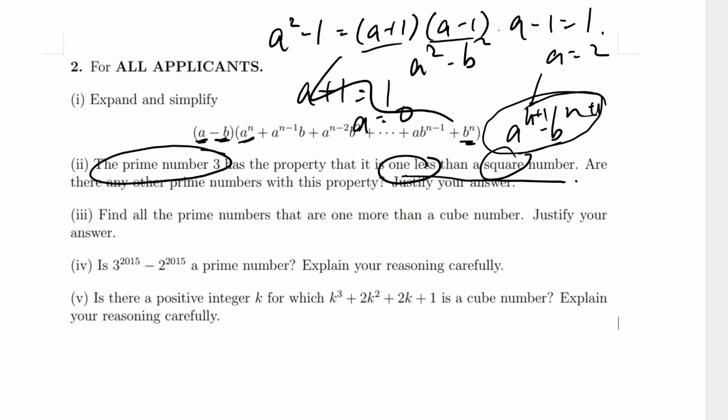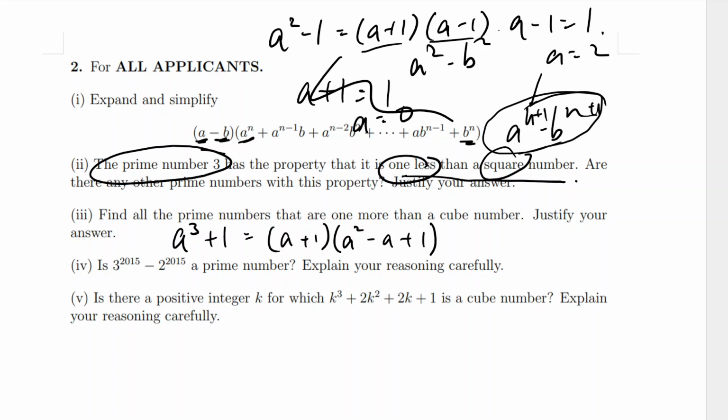Manageable, I hope. Part 3. Find the prime numbers that are 1 more than a cube number. Justify your answer. Okay, so let's go. I want 1 more than a cube number this time, so I want to consider the expansion a cubed plus 1. What is that? That's a plus 1 times a squared minus a plus 1, just by using part 1.